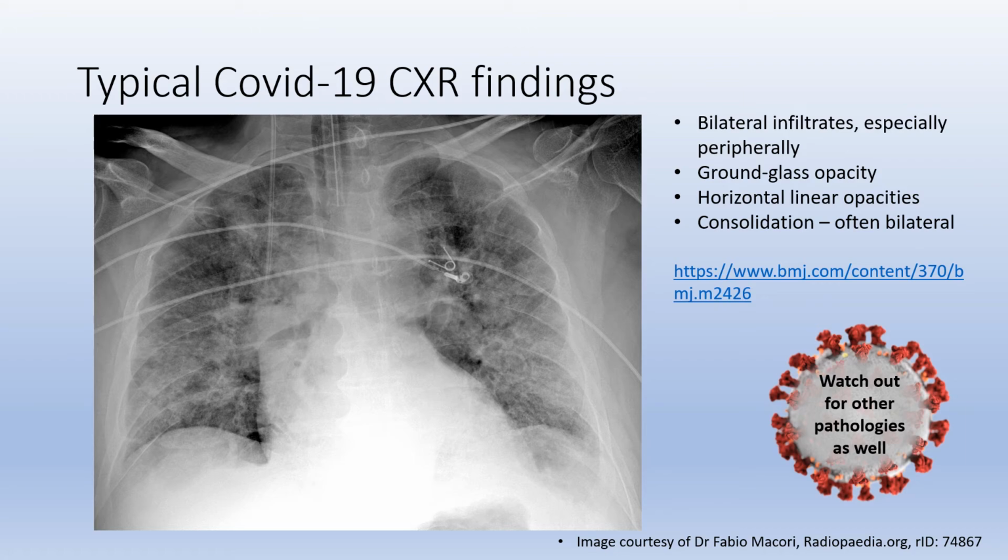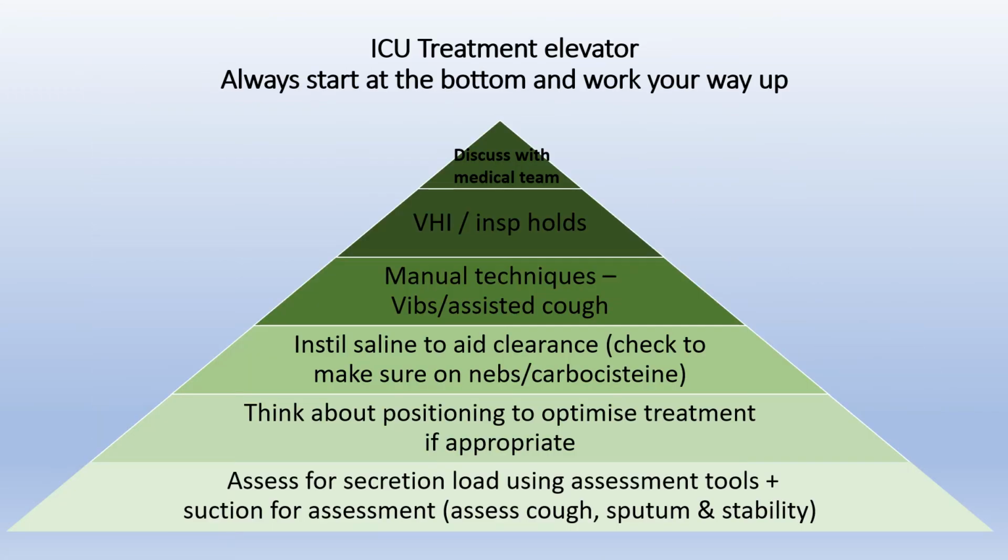It's important that we look out for other pathologies as well, because of some of the complications we've seen with patients, particularly on intensive care, but also where they're having positive pressure: pneumomediastinum, pneumothorax, and then other infections as well. So it's worth looking out for that and trying not to be completely blinded by the COVID that you see on the X-ray.